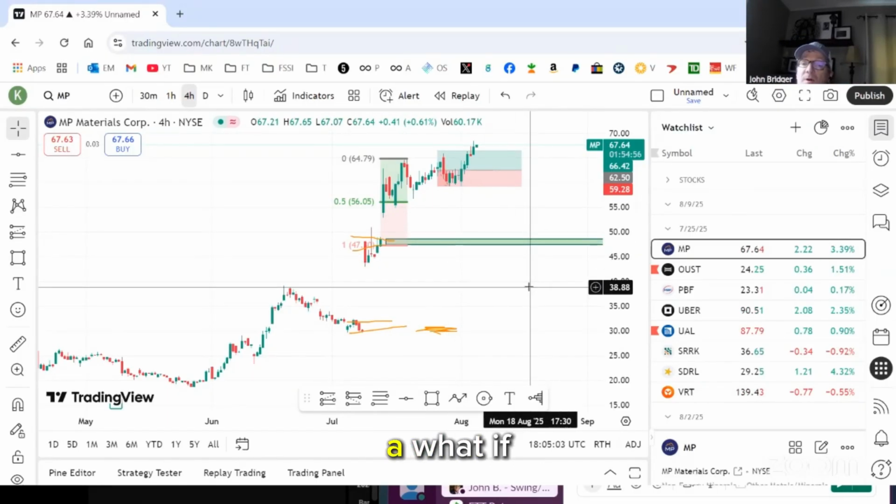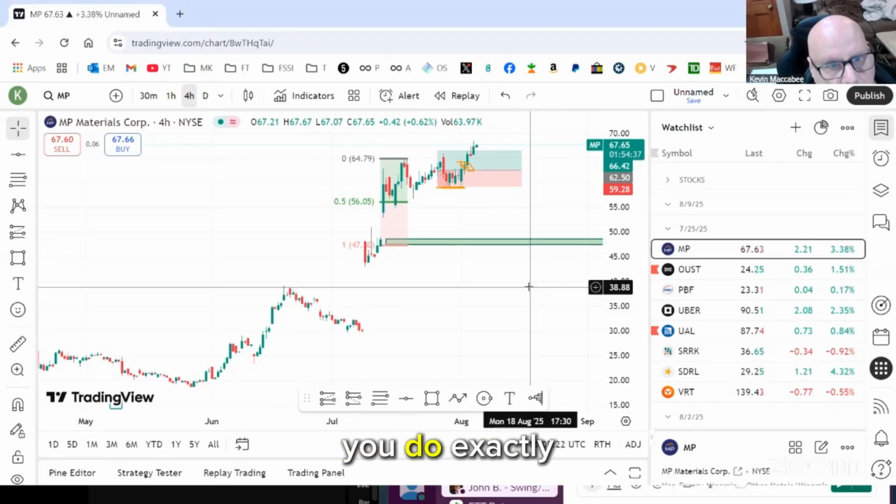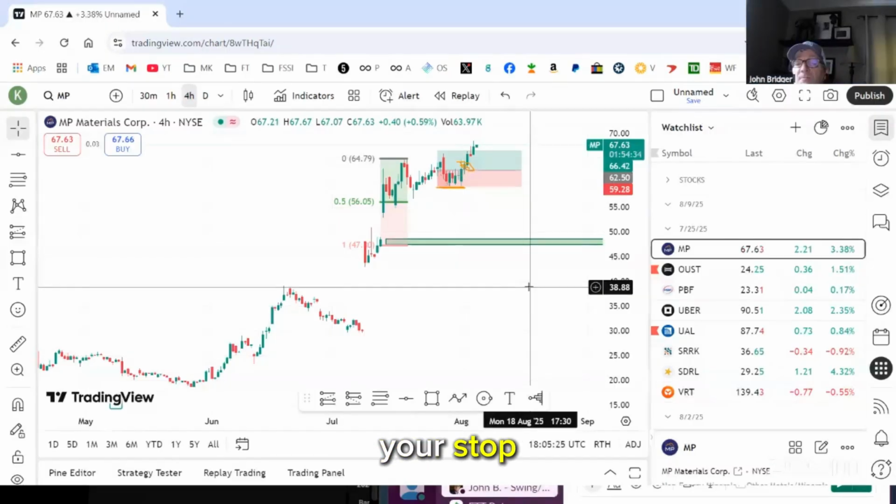So I'm going to do a what if. Let's say the price did kind of what you did here. Say it came down and you see these lows forming, how they're holding. If you entered a trade, let's say you got in a trade right here, you do exactly right. You put your stop where your lows are.